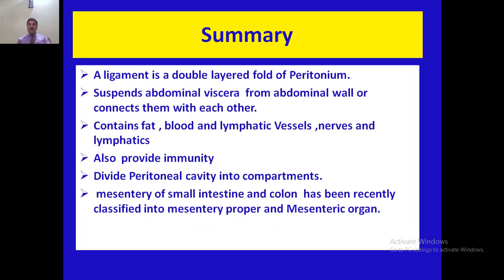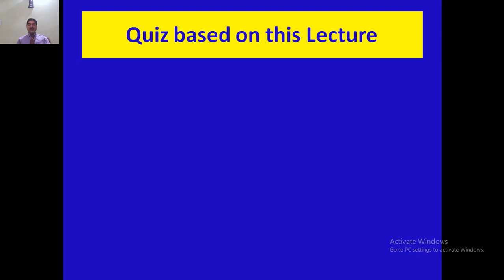Mesentery of the small intestine and colon has been recently classified into mesentery proper, that is mesentery of the small intestine, and mesenteric organ, which represents the mesentery of the transverse colon, sigmoid colon, and mesentery of the appendix. This classification is important surgically.